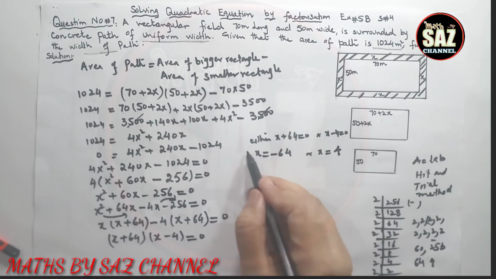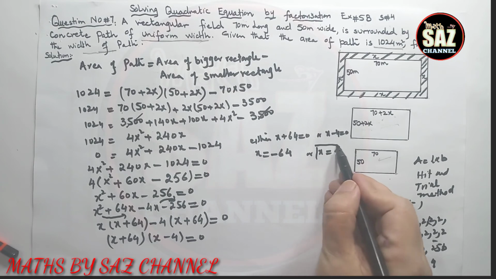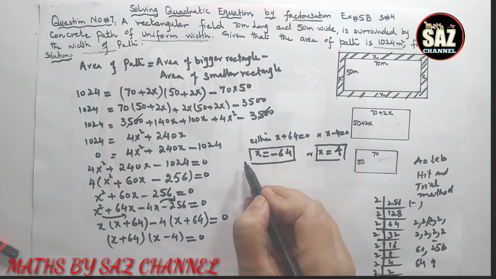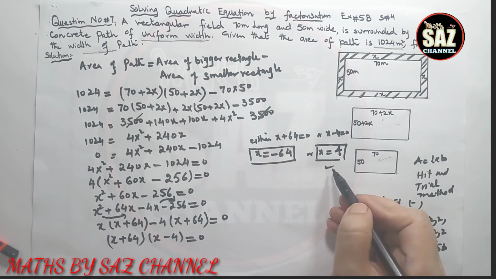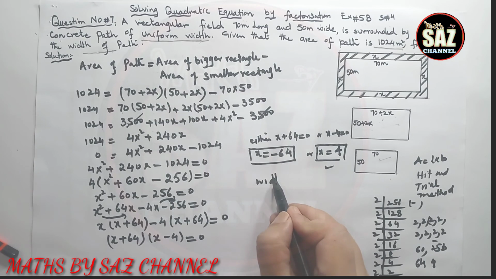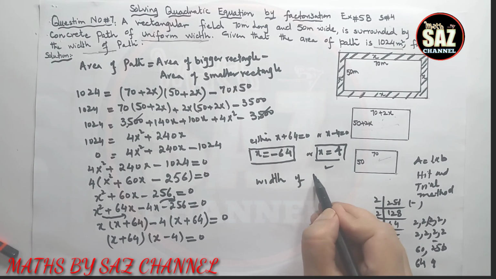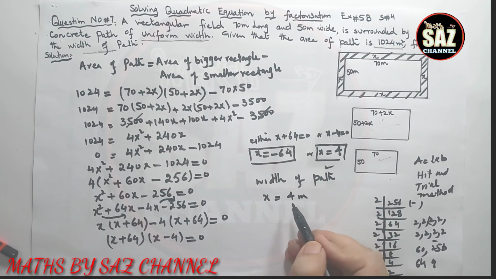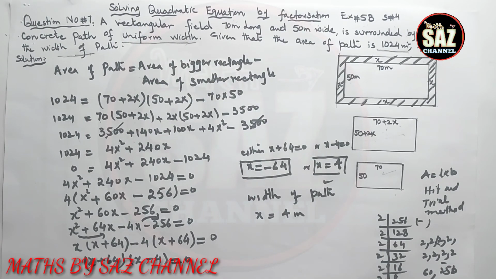So I have to think about which one will be the accepted answer and which answer I'm not going to accept, as the question is about the length. So my positive answer will be the accepted answer. So the width of path, that was the requirement of the question, is 4 meters. I hope you are clear about this question. This is a really important question, and this question will be useful not only in D2 but in D3 chapter number 1 as well. So please focus on this question.